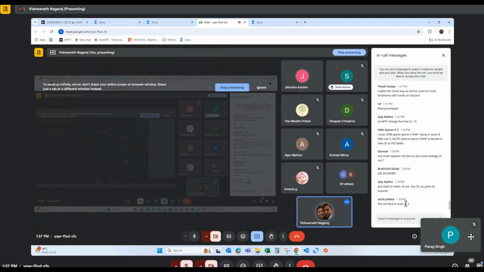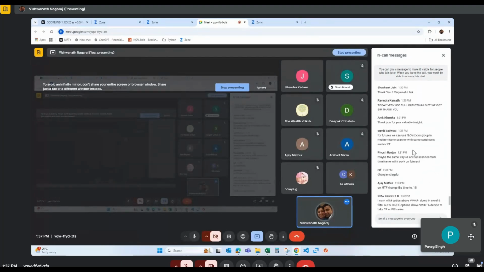I scan at 3, so that I get that 30 minutes to see if there are different options, and then we see. Okay, there's a lot of questions or pointers that have come.